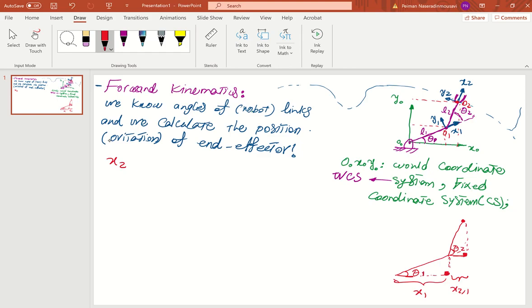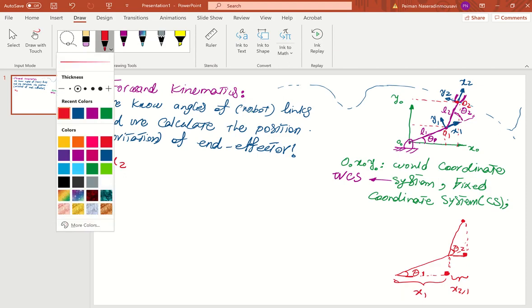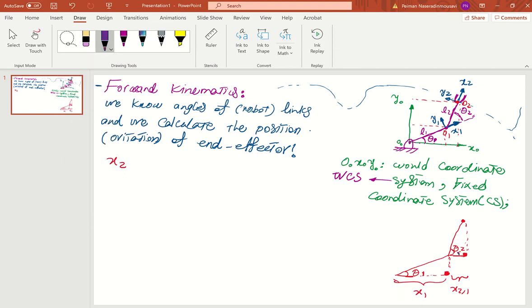But look at here, guys, here is how much? Obviously this angle is theta 1. So the total angle for this triangle is how much? It is theta 1 plus theta 2, right? These are very trivial. So x1 is going to be L1 and the L2.